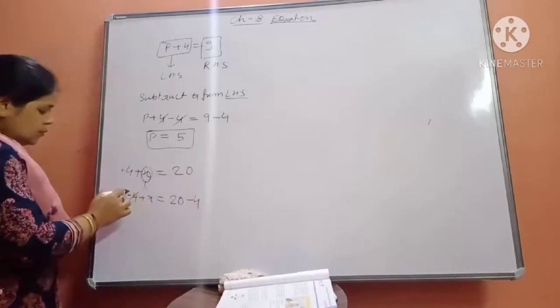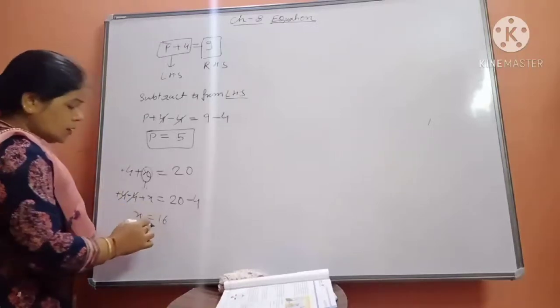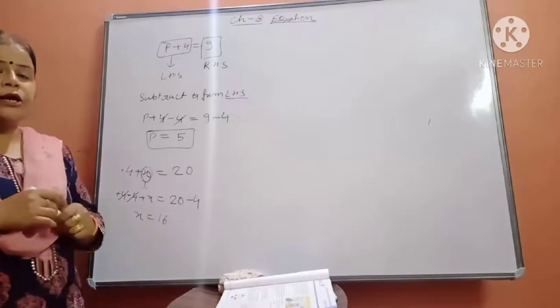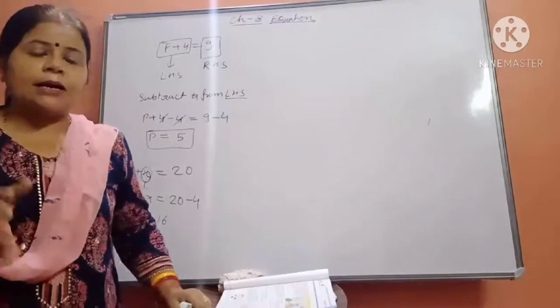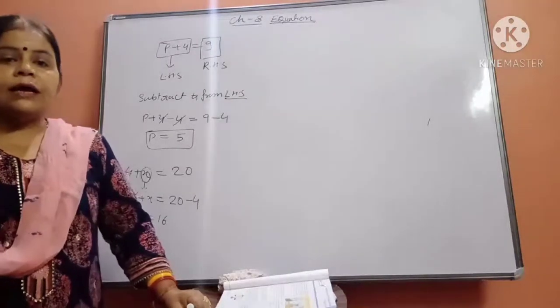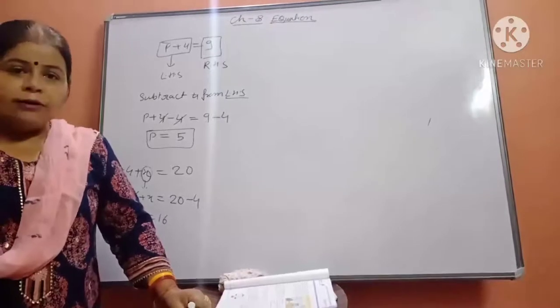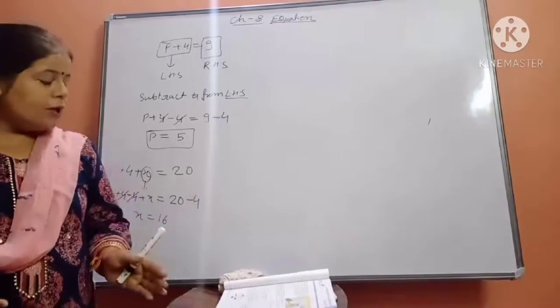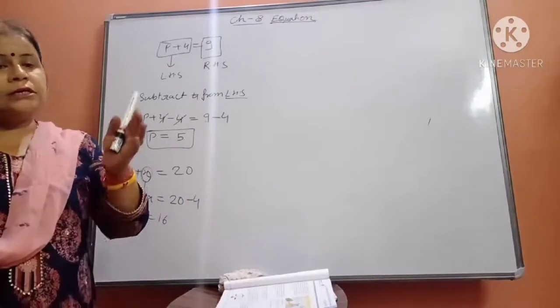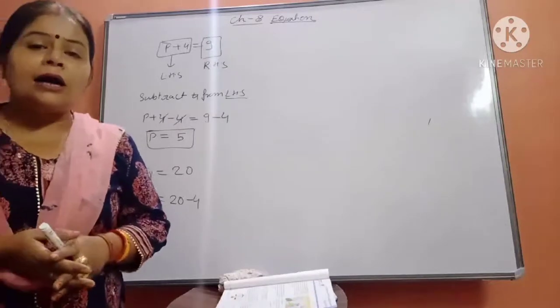Okay, so minus 4 and plus 4 will become cancelled, so x is equal to 16. If you are adding, it is not necessary that you will always subtract. Sometimes you may add, sometimes you can multiply in the equation, sometimes you can divide in the equation. As we solve problems, we will perform all these kinds of operations in our equation.